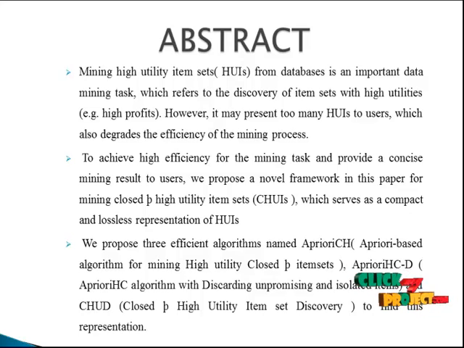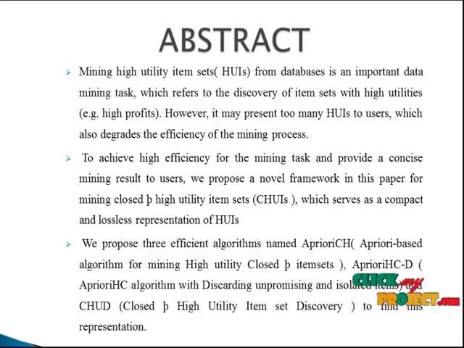That is, if some items are not valid, or if some item is unpromising, we reject that item. By using this algorithm, we can classify the items from the list. The final one is CHUD, that is, closed high utility item set discovery. Here we are discovering the item sets with high utilities, that is, high profits. By using this, we can mine and get good, exact results from big data.